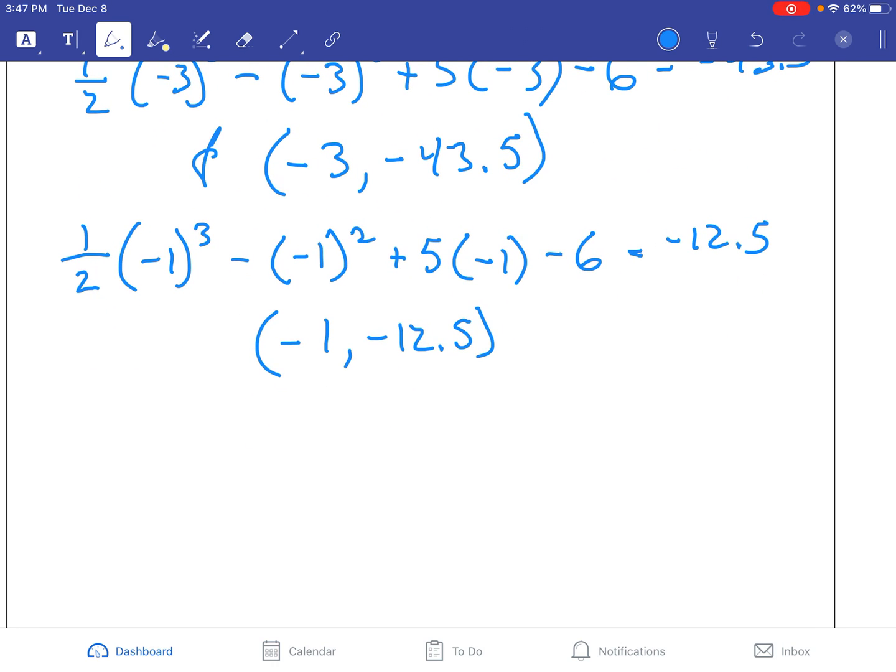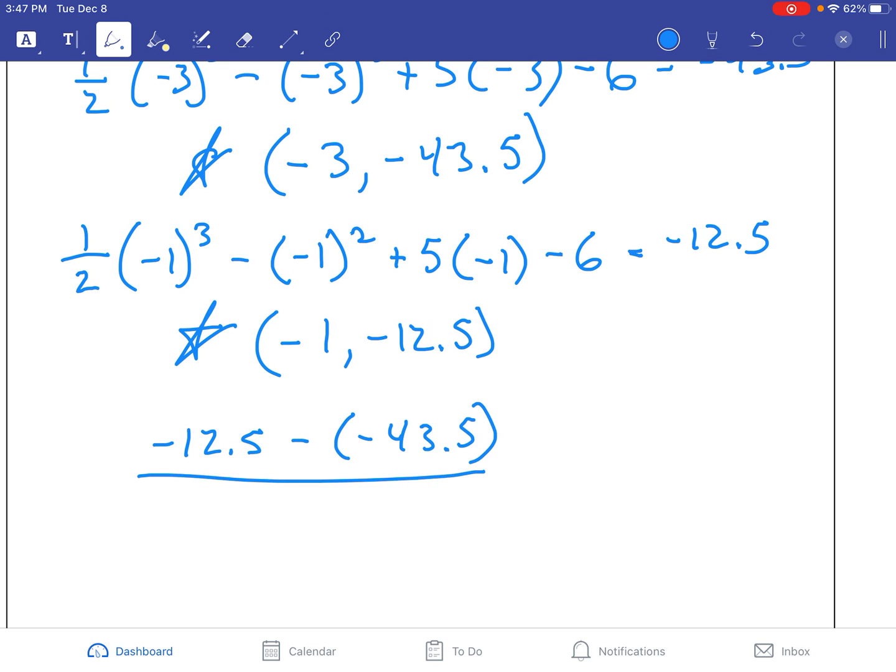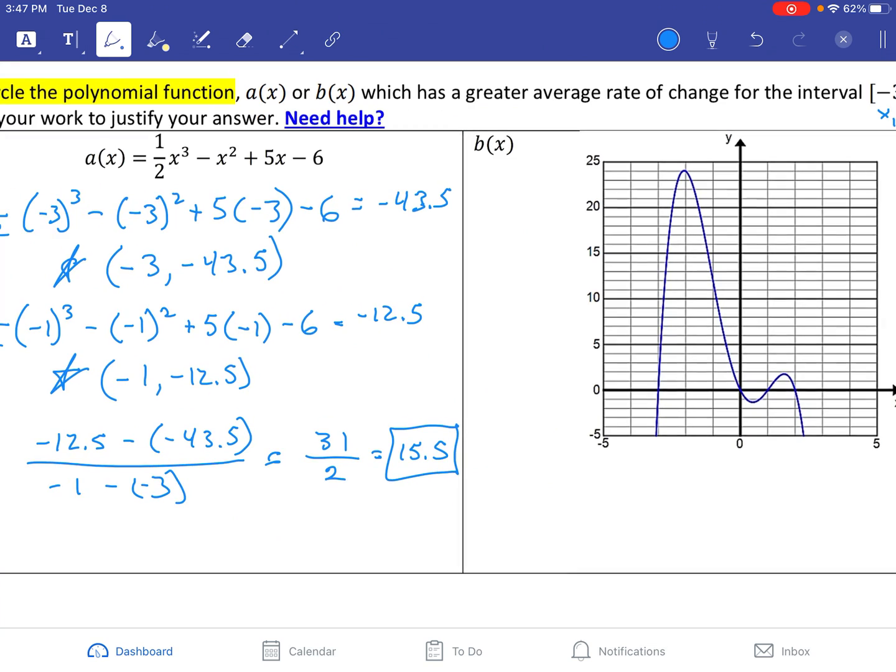So now that we have our 2 points, we're going to use the slope formula to find the rate of change. So y2 is negative 12.5 minus y1, which is negative 43.5, divided by x2, which is negative 1, minus negative 3. So negative 12.5, so it's going to be plus 43.5, gives us 31. And 1 minus negative 3 is going to be positive 2. 31 divided by 2 is 15.5. So that is the average rate of change for the first problem.